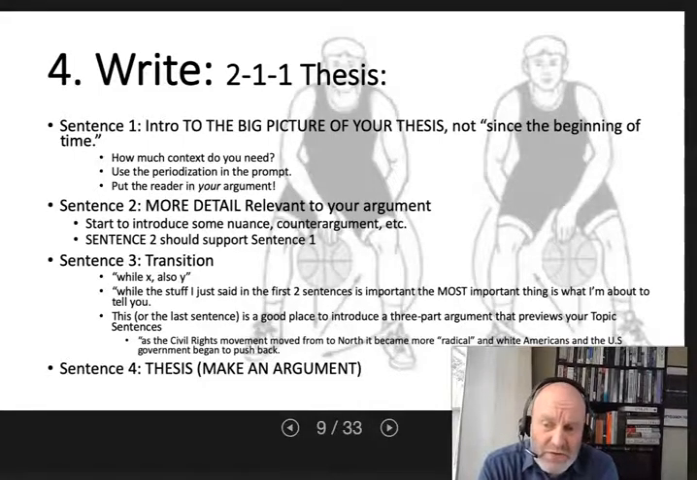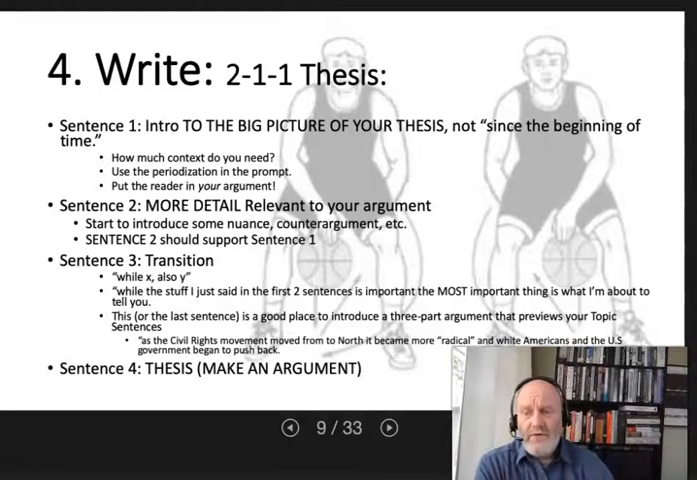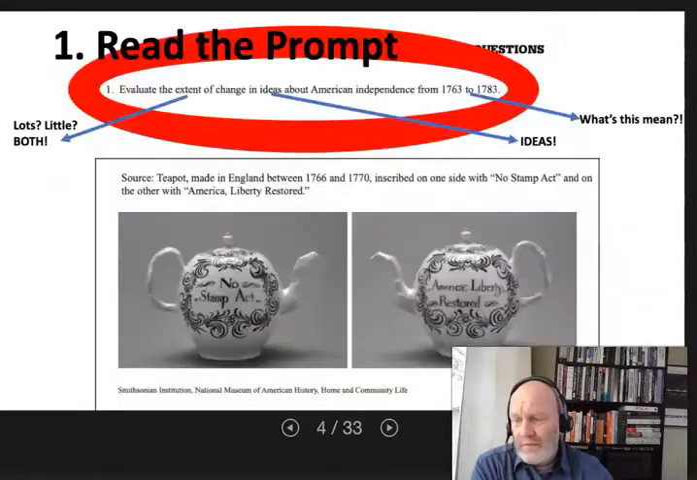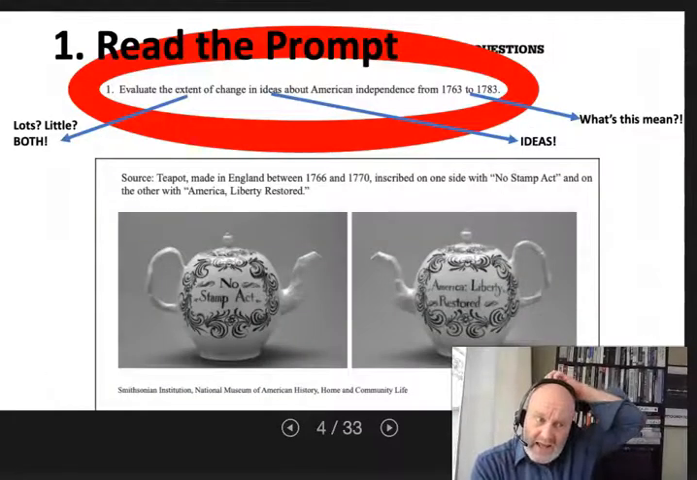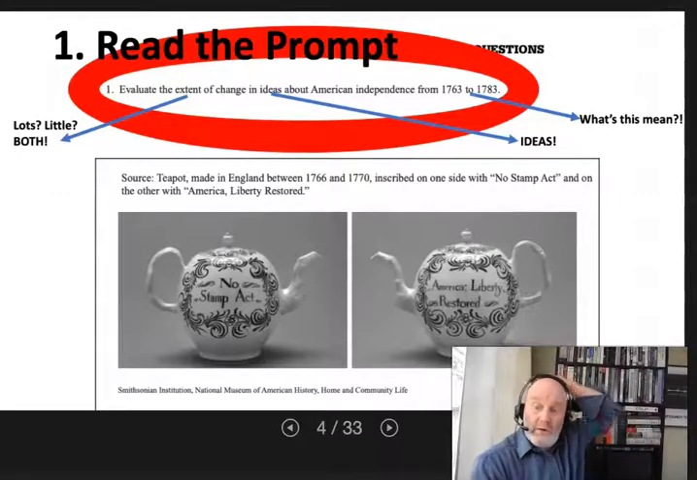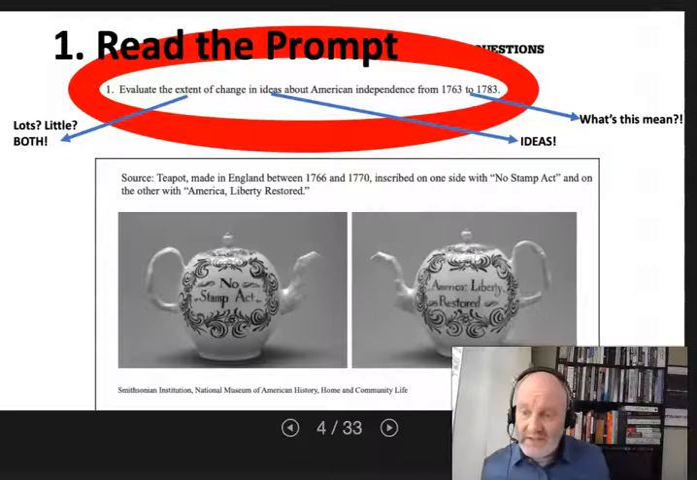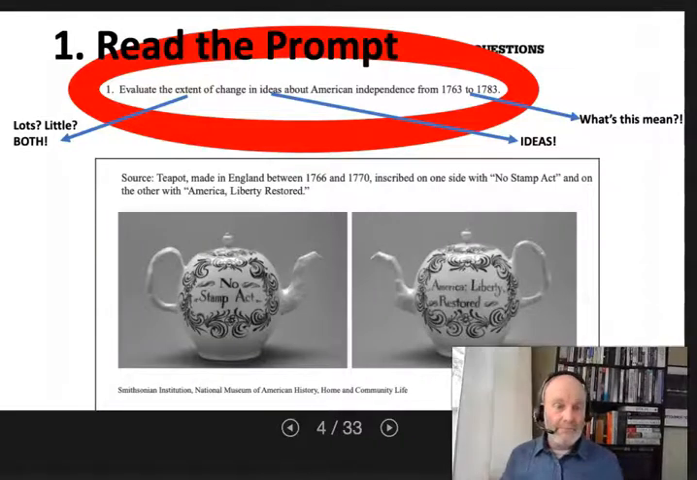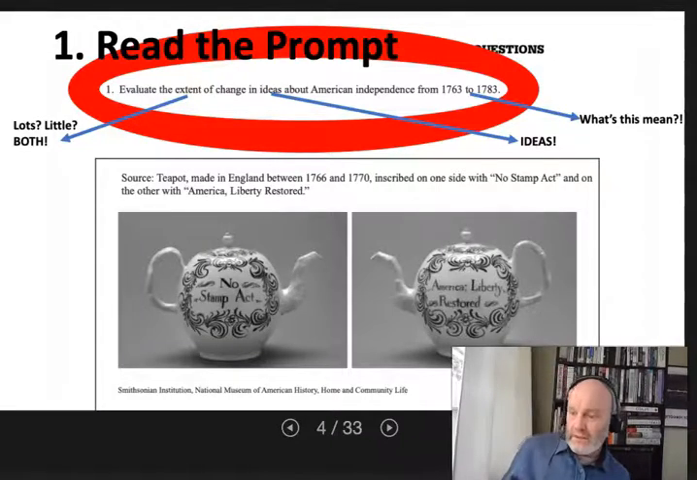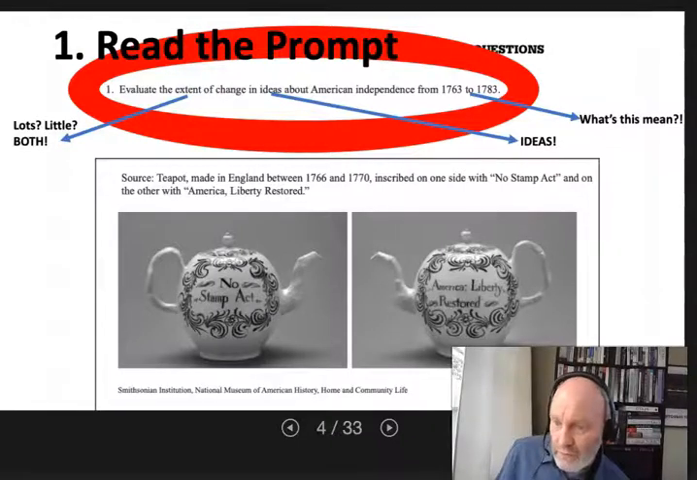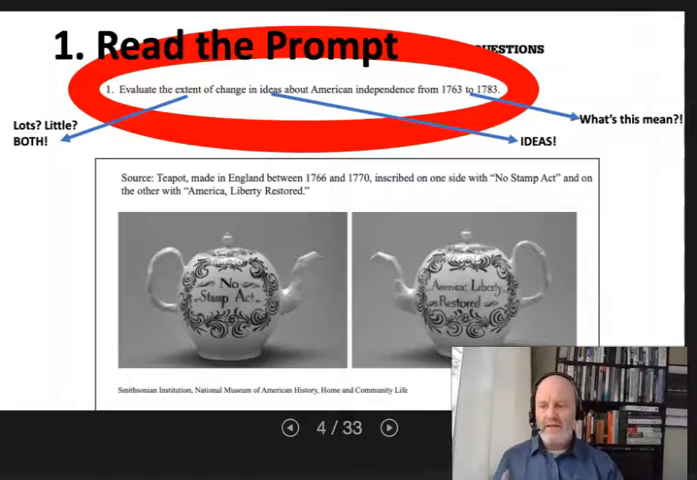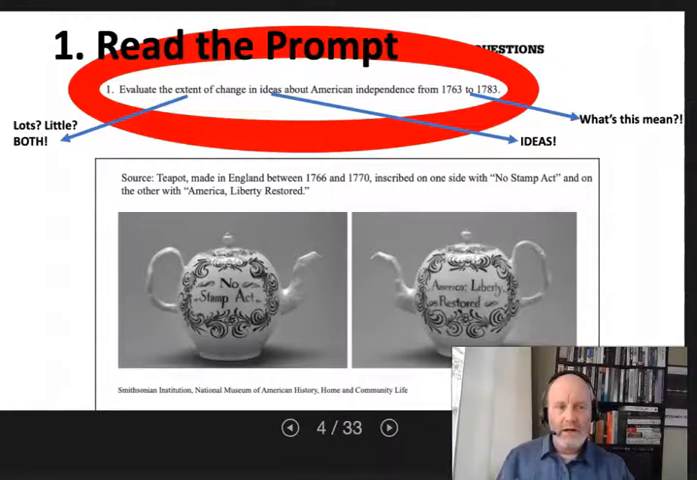You can potentially use the periodization of the prompt, right? So if we go back to our example here, I could very easily say, if I wanted to be real slick with it, from the end of the French and Indian War to American independence at the Treaty of Paris in 1783, the colonists clearly went through a dramatic revolution in the way that they blah blah blah. We're thinking that's a fine first sentence that introduces my thesis.